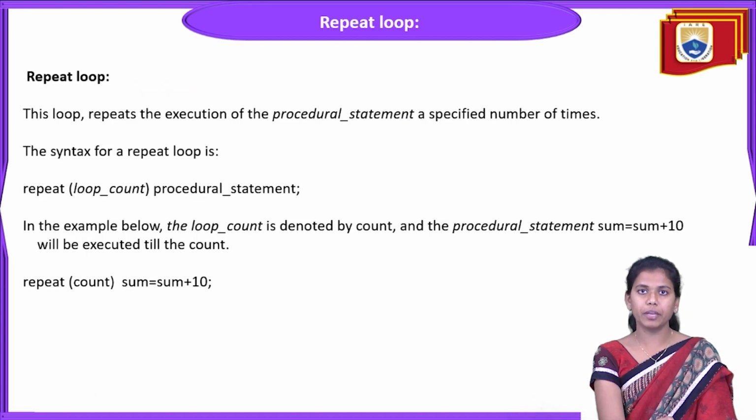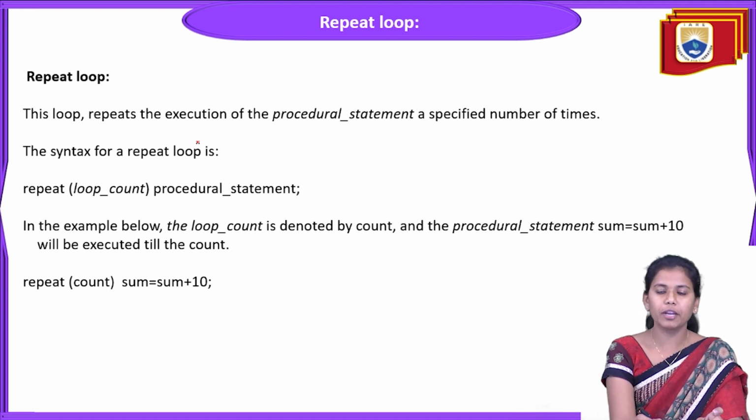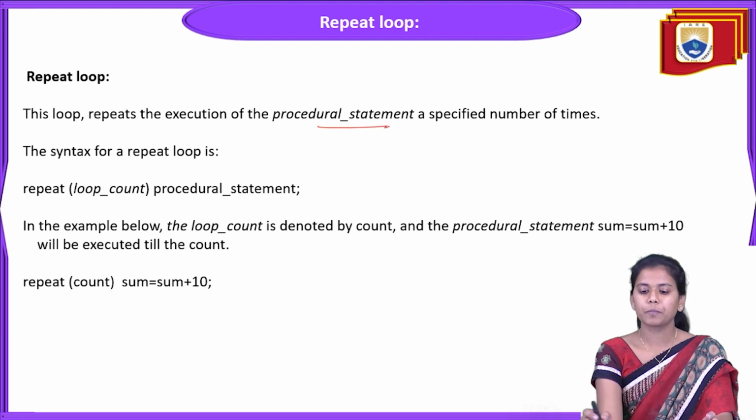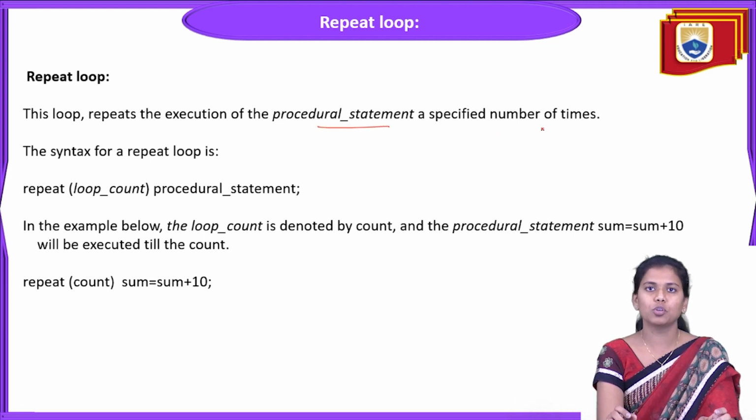And coming to the repeat loop. So here, what does this word repeat mean? This repeat loop repeats the execution of the procedural assignment a specified number of times. However many times you want to repeat the loop in order to observe a proper output, those many times you can repeat the statement. You can execute the statement. So that is nothing but a repeat loop.